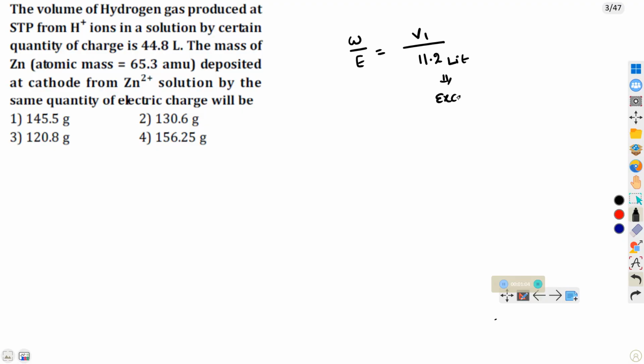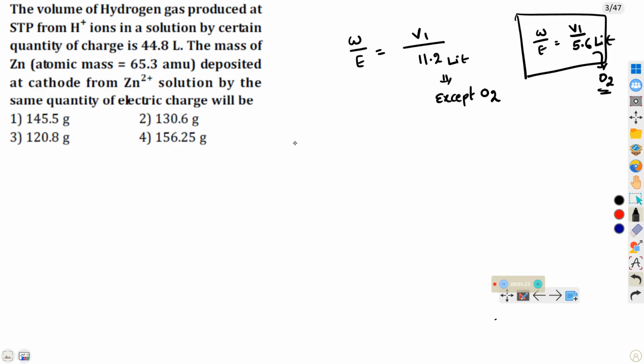This is except O2. Suppose O2 is given, then use this formula: weight by equivalent weight is equal to V1 by 5.6 liters. This is in case of O2. Now, the question is to calculate the weight of zinc.